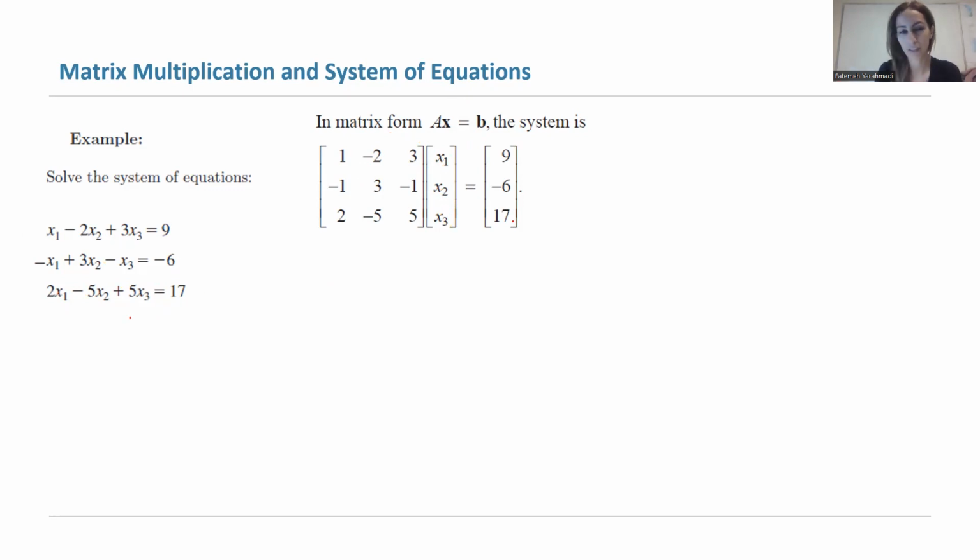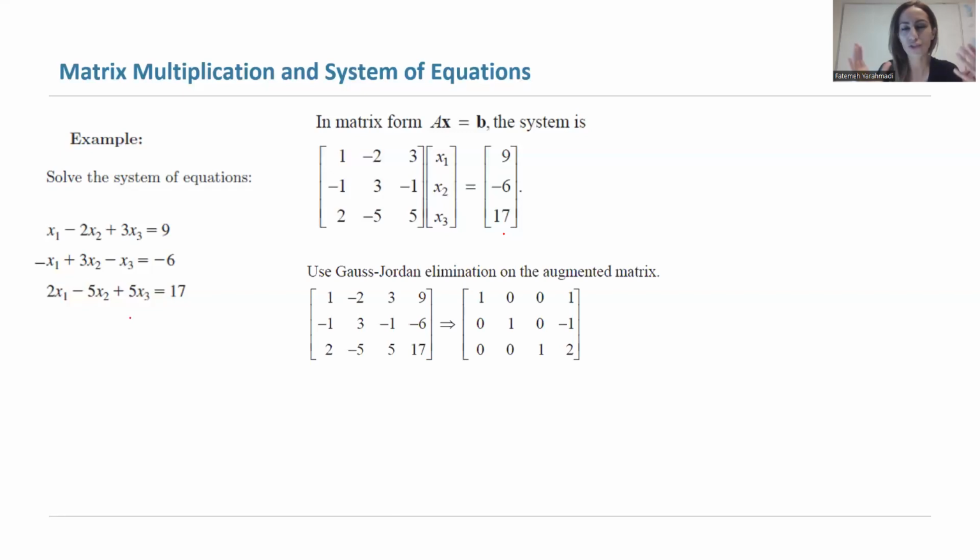And on the right-hand side of the equation, you're going to have another column matrix, which is basically the constant terms. Now, what are we going to do? We're going to construct the augmented matrix, apply elementary row operations, and write it in reduced row echelon form. So this is the augmented matrix: 1, -1, 2, -2, 3, -5, 3, -1, 5, and then you have 9, -6, and 17. This is going to be your final answer, but what are the steps?